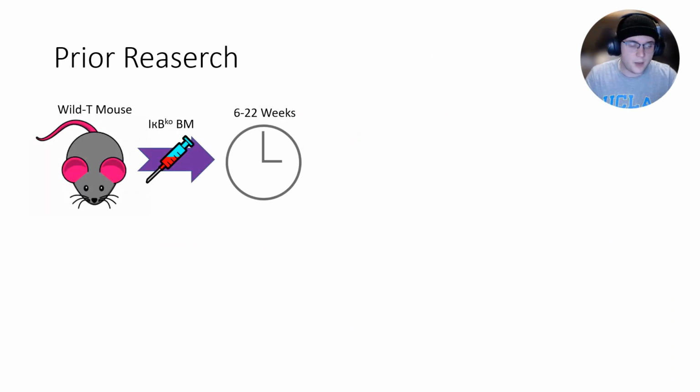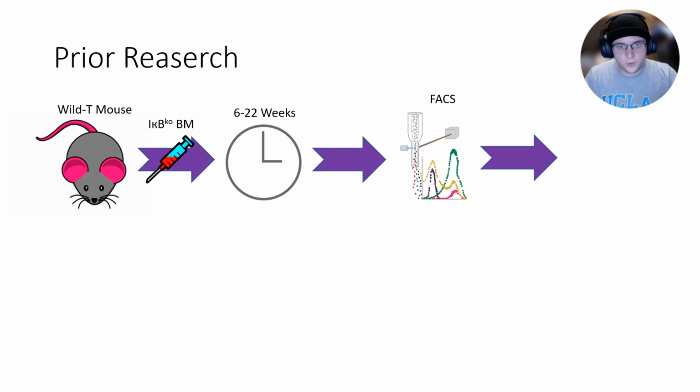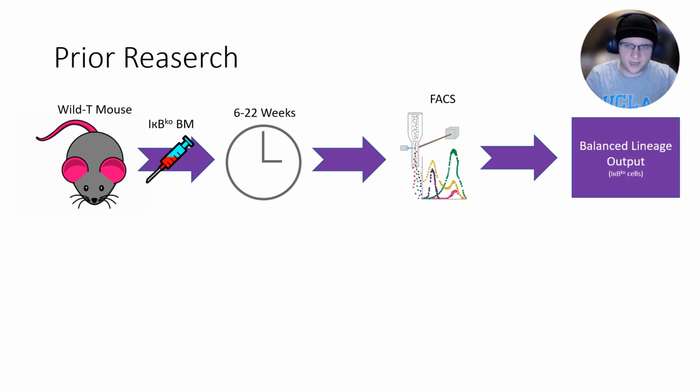Prior research in the lab found that if we took a wild-type mouse and we transplanted it with I-kappa B knockout bone marrow and let the bone marrow acclimate to its environment, once we would FACS the bone marrow after a set period of time, we found that the I-kappa B knockout bone marrow would actually adopt a balanced lineage output.